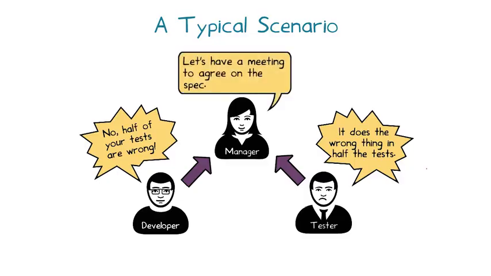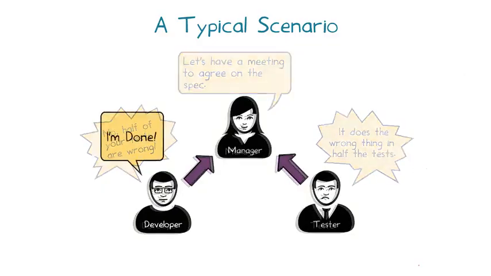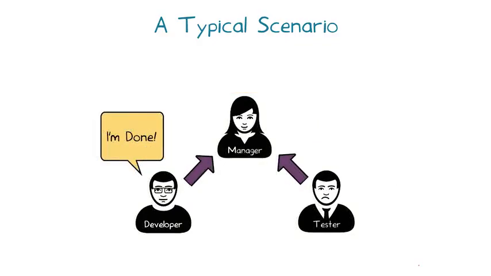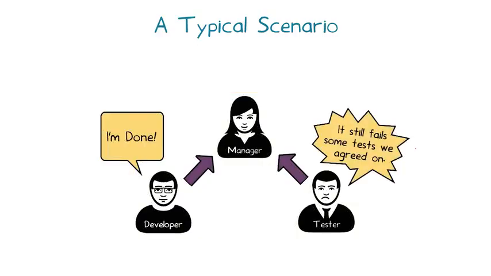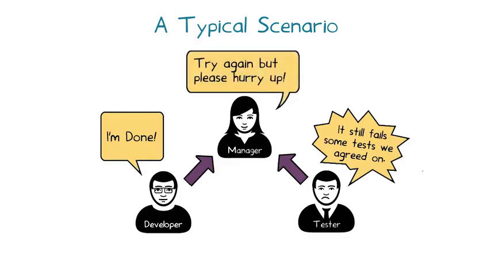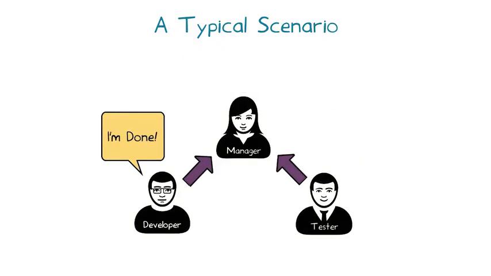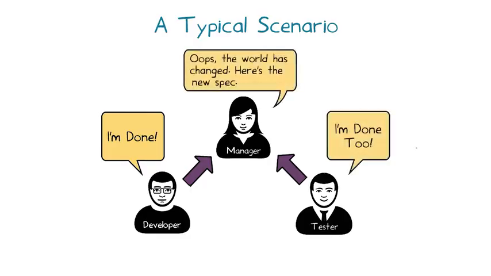So the manager has to step in and make sure that the developer and tester agree on the specifications for the program. The developer fixes the code again according to the newly decided specifications, but the tester still finds problems with the code. So the manager has to push back the project again. Finally, the developer finishes implementing the program to the satisfaction of the tester. But then the requirements for the program change, and the team is back to square one.